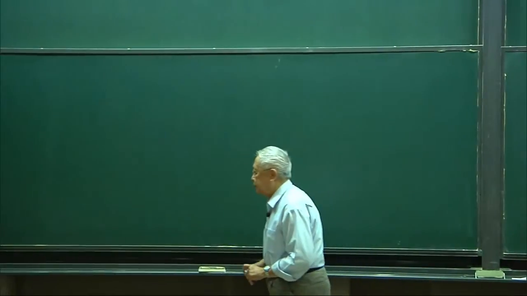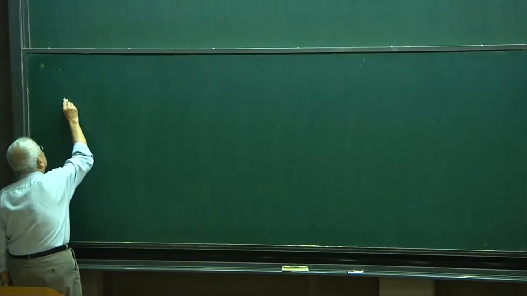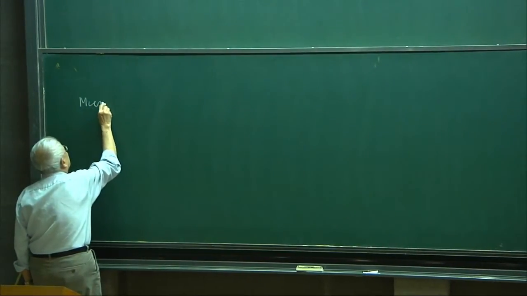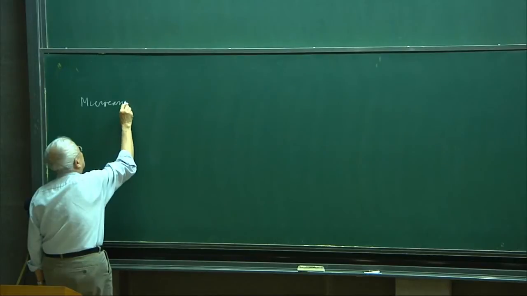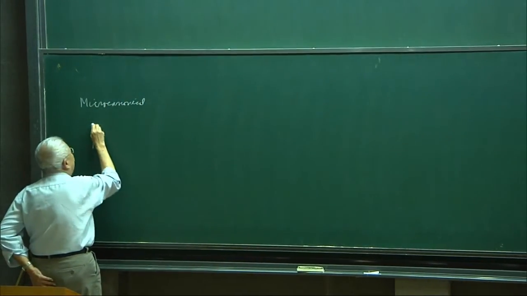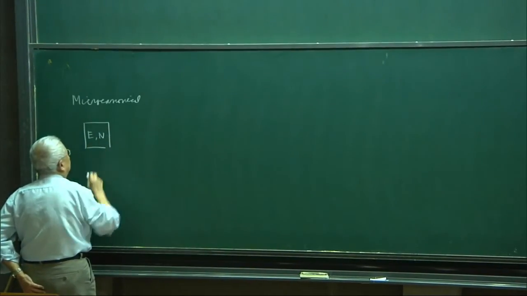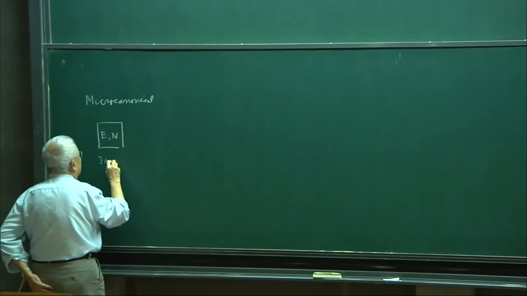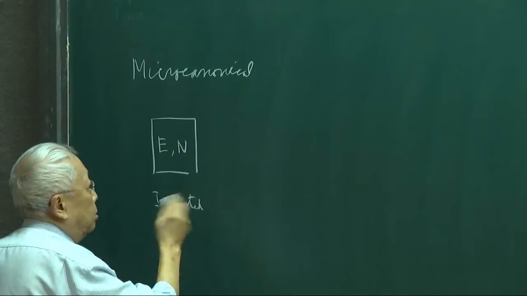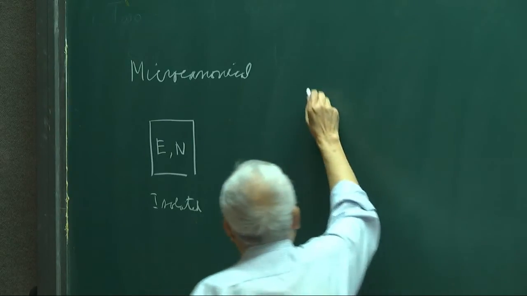You recall that we defined a microcanonical ensemble. This describes a system that's isolated. It has an average energy E and particles N. It's isolated, that means it does not exchange heat, nor does it do any work on the environment. And then next we define a canonical ensemble.